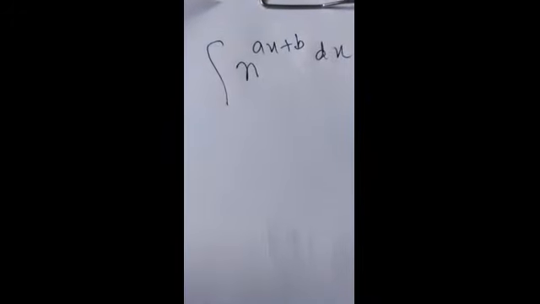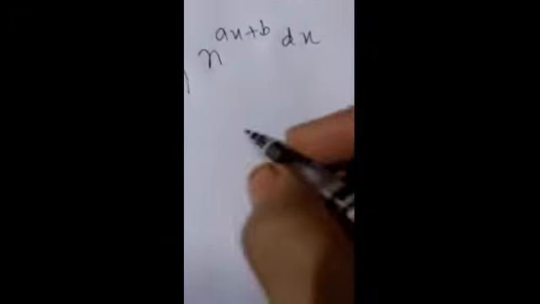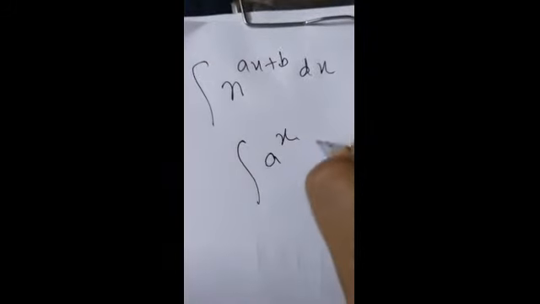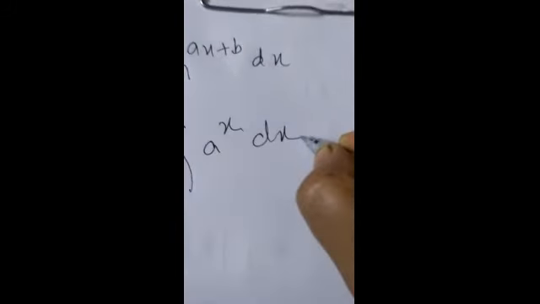For example, you are having the integration of n power ax plus b of dx. क्या मतलब है इसका बेटा? It means suppose you are having a power x of dx. So the value for this integration will be a power x divided by log a plus c.